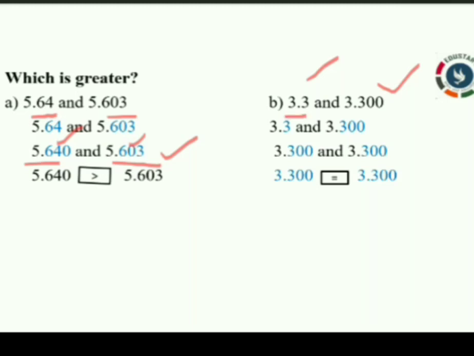Okay. In next example, 3.3 and 3.300. Check the decimal places. 1 decimal place and 3 decimal places. Unlike decimals, so you have to convert into like decimals. 3.300 and 3.300. Both are equal, right? Yes. So 3.300 is equal to 3.300.